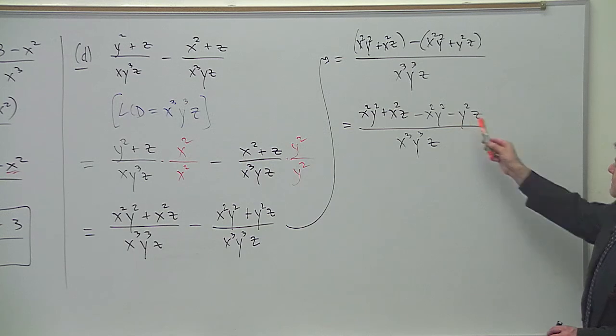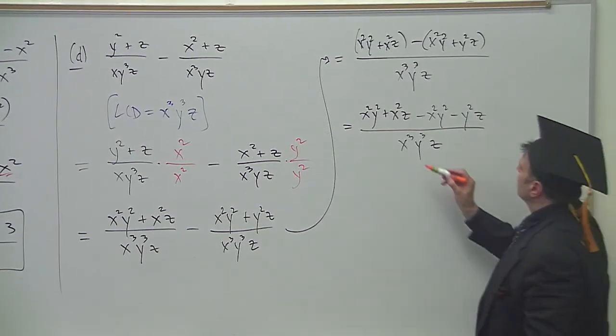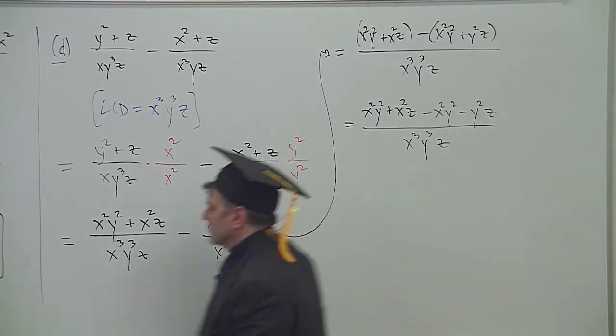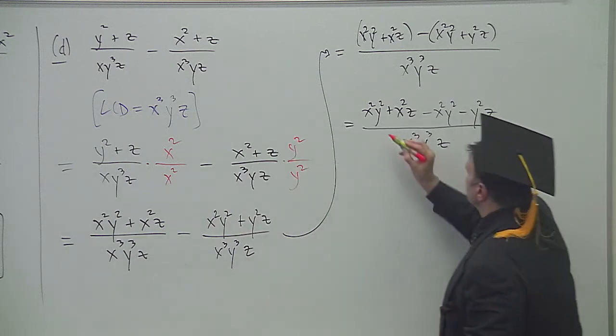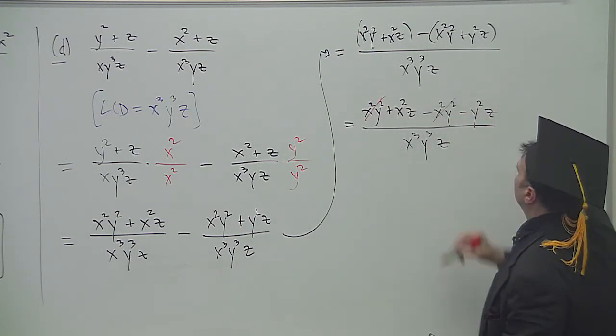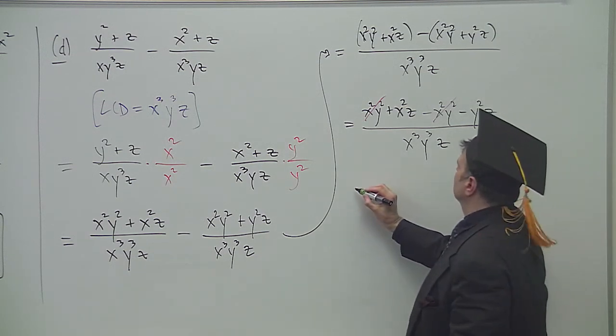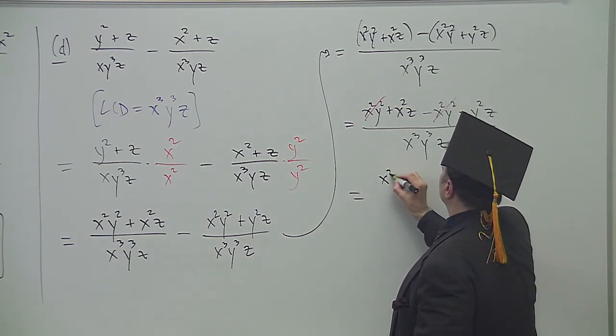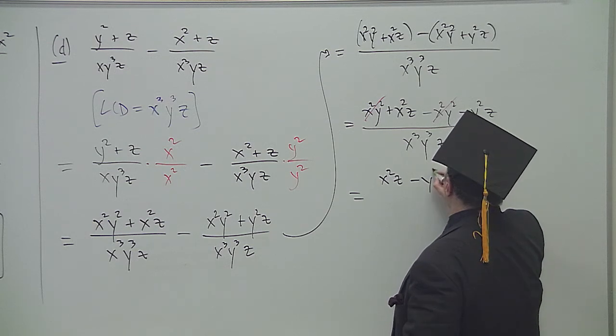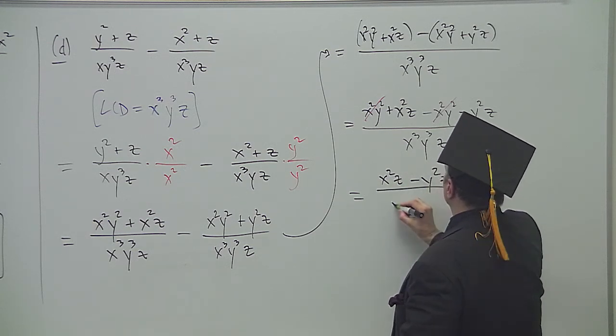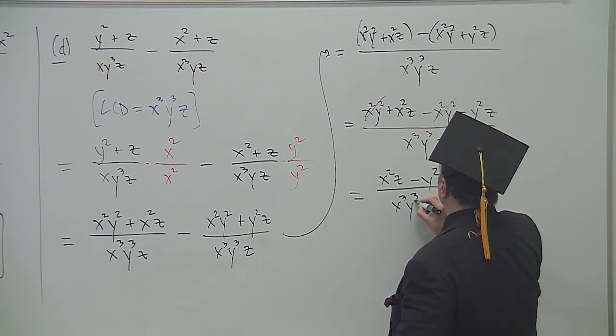Next, we simplify the numerator. Notice that we have the x squared y squared terms cancel, leaving x squared z minus y squared z over x cubed y cubed z.